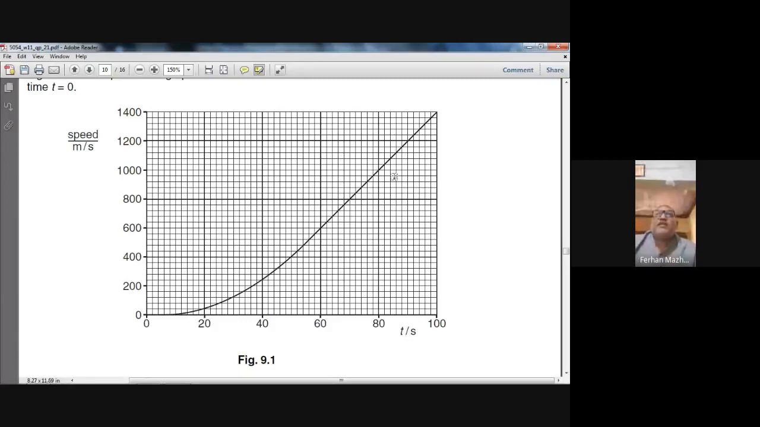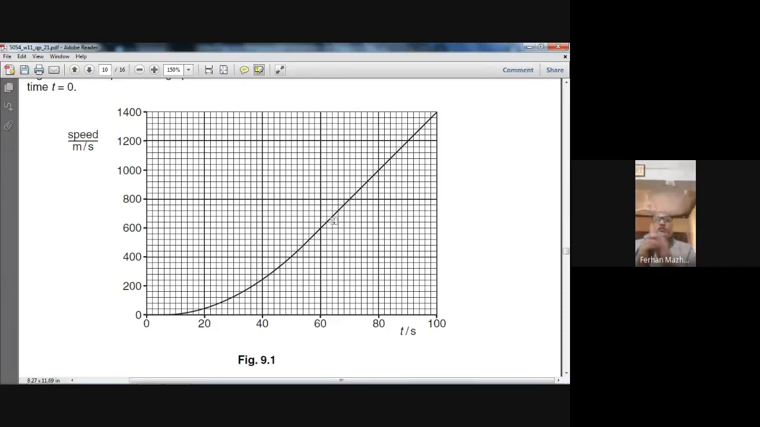So now what we will do, this is the point where you want to find out the gradient. You can take 2 points on this straight line and note down their coordinates. For example, I take this point, which is 60, 600. And suppose I take this point, which is 80, 1000. On this straight line, you can take any 2 points and note down their coordinates.